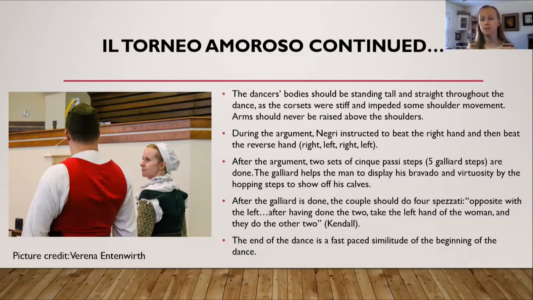In the middle of this dance is what is considered to be the combat part of the dance. And it's an argument between the Lord and the lady, and Negri instructed to beat the right hand, then beat the reverse hand. So the Lord and the lady will be facing each other, and think of it as doing patty cake. So Lord and lady are facing each other, and they smack right hands, and then left hands, right hands, and then left hands.